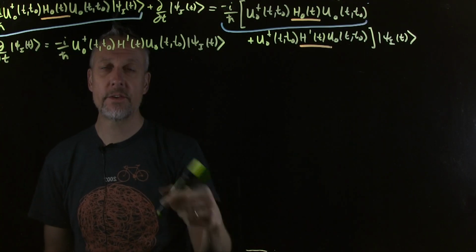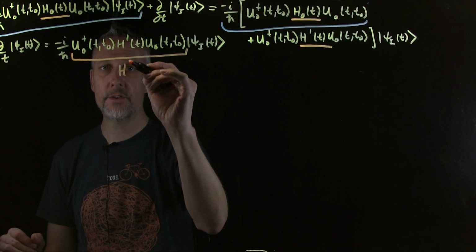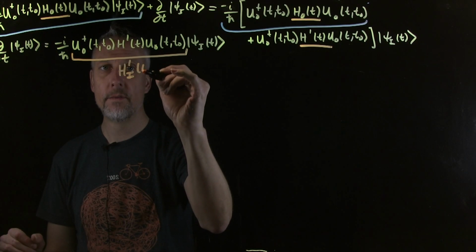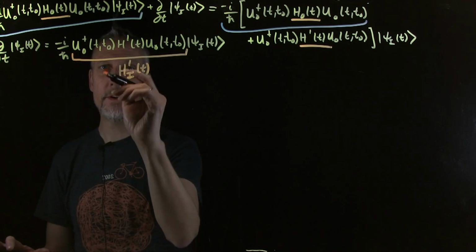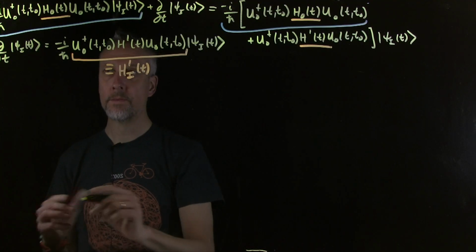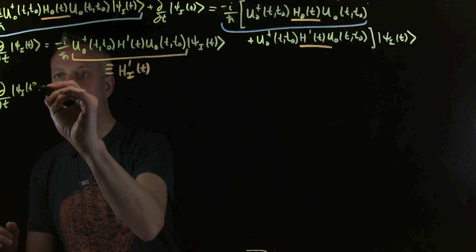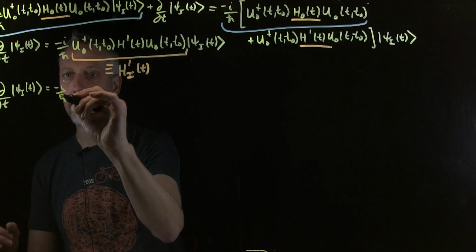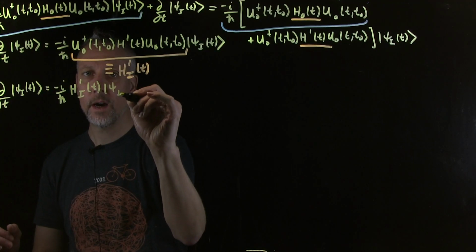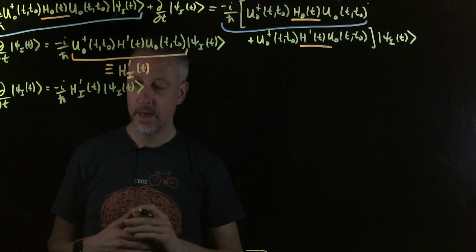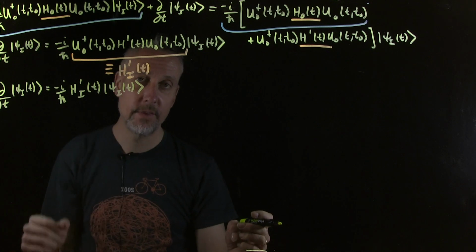So instead we have the interaction picture for h primed. This is the definition of an interaction picture operator. Right? So you can think of that as a definition, with the three bars. All right, so we have a very simple equation then, a Schrodinger equation for psi I: minus I over h bar h primed I of t psi I of t. And notice that it only involves the second piece of the Hamiltonian.